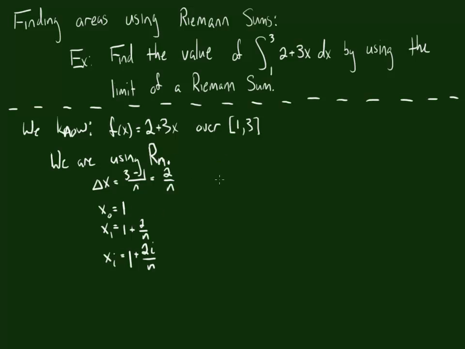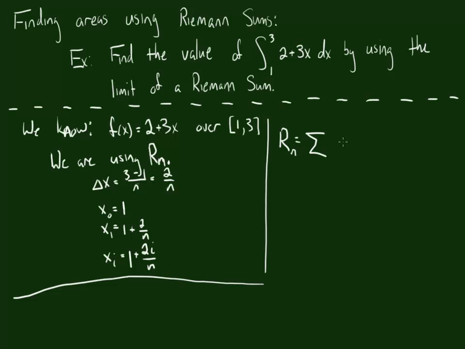So let's go ahead and try to use this information that we've got here to find out what the sum is going to be. So we'll start out over here. The general formula for R sub n, for the right-hand Riemann sum with n rectangles, is going to be the sum of f of x sub i times delta x. Okay, so there's the general formula.